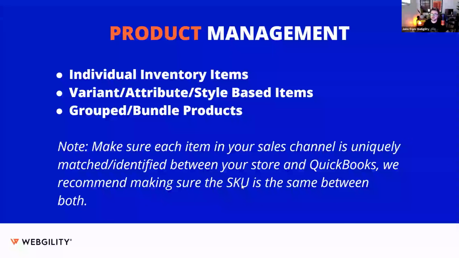There are some workflows that you can follow that allow you to bulk update your SKUs in QuickBooks using the import tool to update them to what Shopify has or what your store has. But the biggest thing to take away from here is that in order for Webgility to even make this connection between your variants, your attributes, your styles, your grouped or bundled products, your individual inventory items, we need to be able to see that those items exist on both sides so that when we pull an order from whatever store it is, we can pass that order into QuickBooks and have it map directly where it needs to go, essentially.